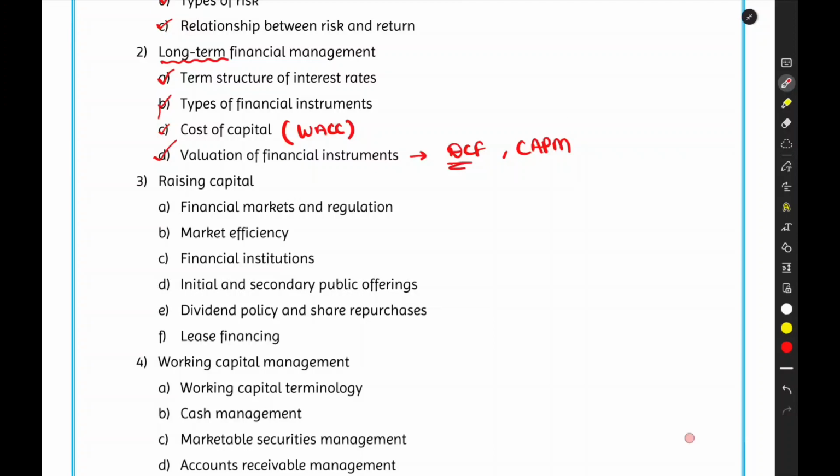Let's not do that here. And CAPM, capital asset pricing model, is where we are going to talk about systematic risk versus unsystematic risk. This is a very interesting topic.